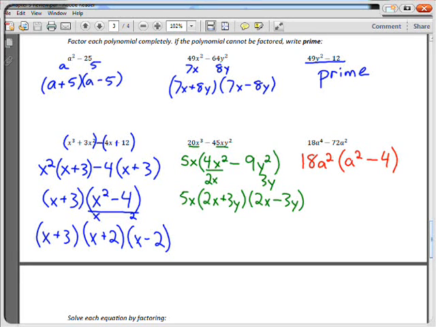And then on the inside of the parentheses, again, I've got a squared minus 4, which is also a difference of squares. So I'm going to have 18a squared on the outside, then a plus 2 times a minus 2, since a is the square root of a squared and 2 is the square root of 4.